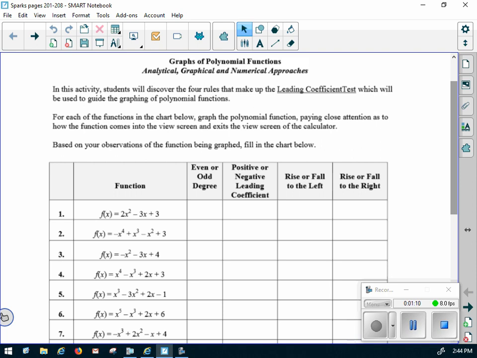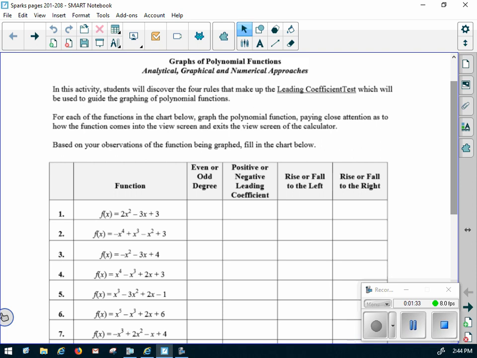Graphs of polynomial functions. Now you notice analytical, graphical, and numerical approaches. Some of this stuff you did in Algebra 2, particularly on the front page. He talks about a leading coefficient test. I had never heard of a leading coefficient test, but all it means is stuff you already know.